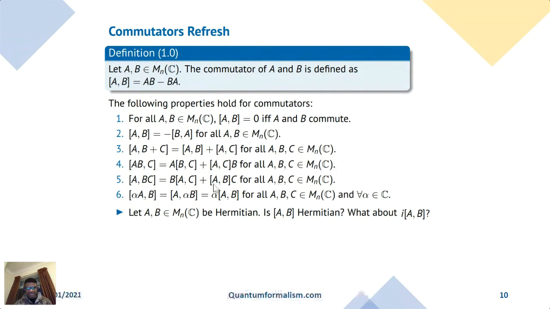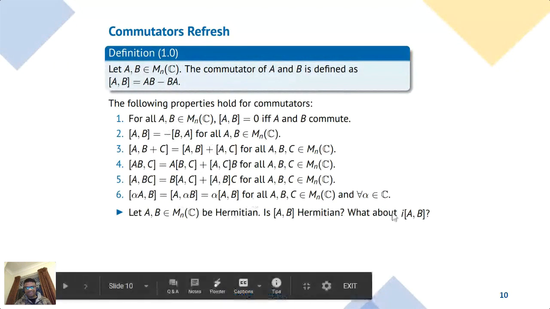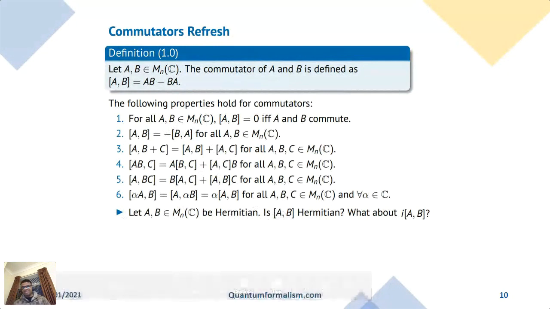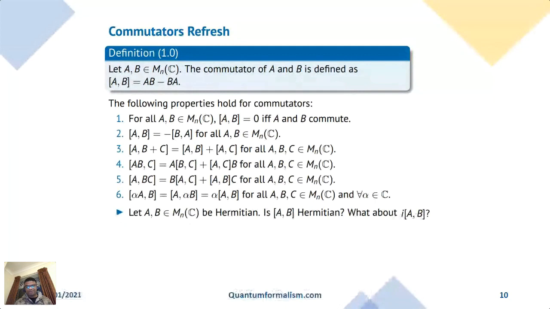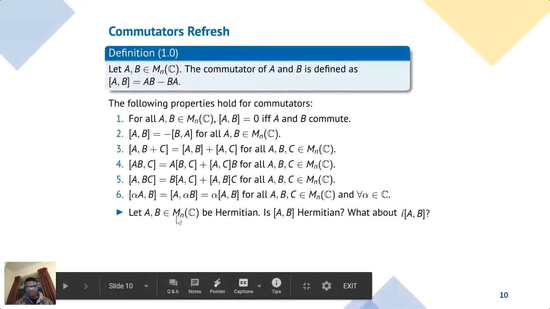Anyway, I believe you already went through this. If not, it's an opportunity for you to review, especially in this context. Imagine if these operators are Hermitian, for instance. I'm asking here if the commutator of two Hermitian operators is Hermitian, and also if we multiply i times the commutator of the Hermitian operators, is that Hermitian too? Well, we don't know. You have to do the calculation, and I would encourage you to do it even for 2x2 operators.